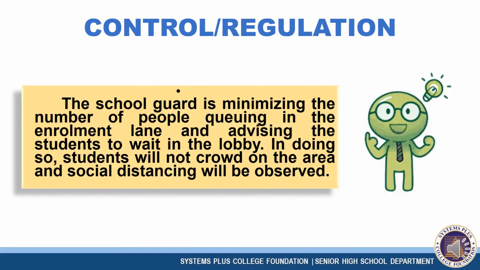Another example of control or regulation is a school guard minimizing the number of people queuing in the enrollment lane and advising the students to wait in the lobby. In doing so, students will not crowd the area and social distancing will be observed.